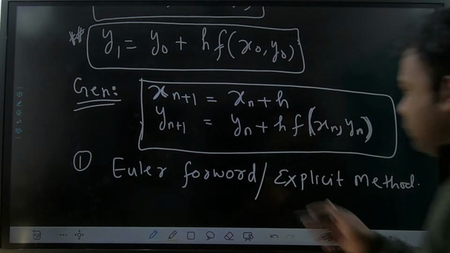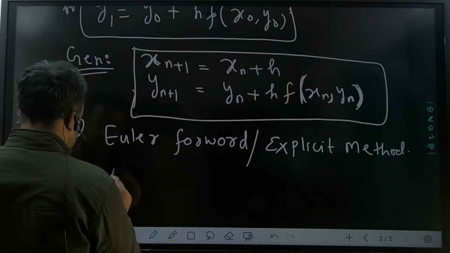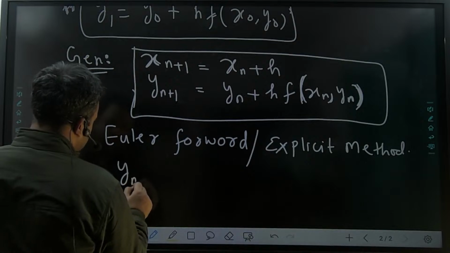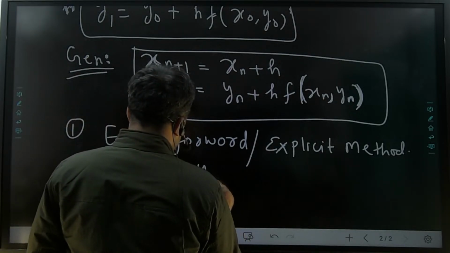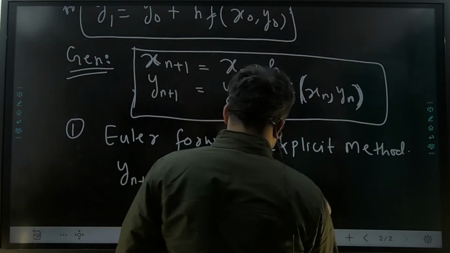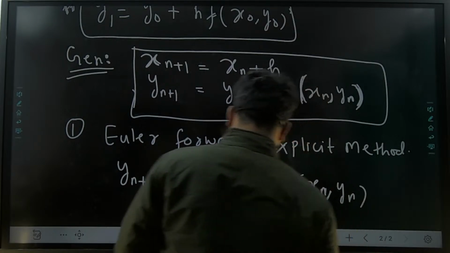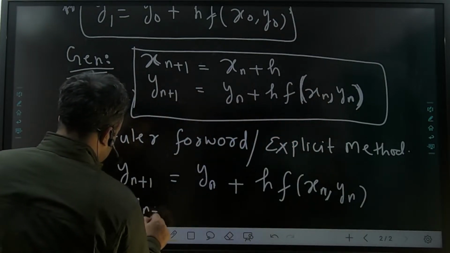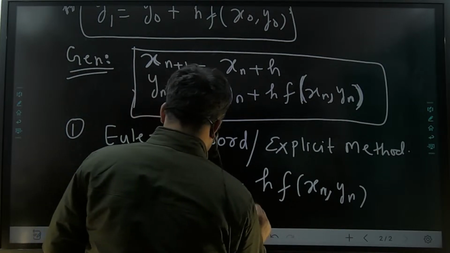So this method is only called this. I just put it on here. So I have to calculate the y value at n plus 1. That is equal to y at n plus h times the function value at xn and yn. Right. And xn plus 1 is what? That is the same thing, xn plus h.